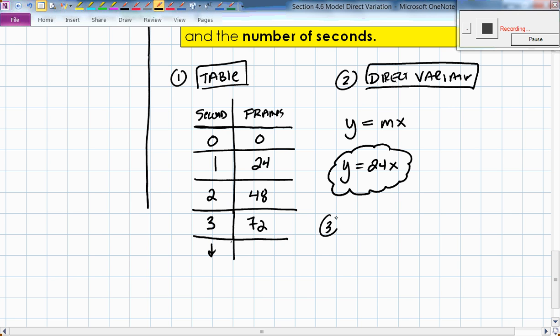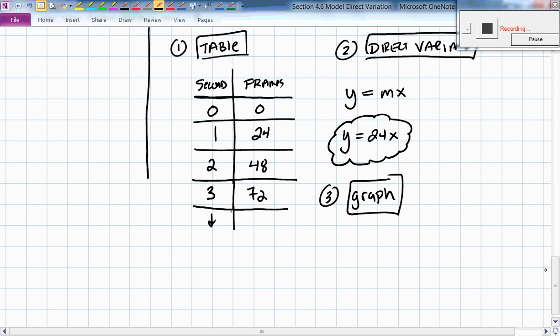And the third way is I can use a graph. So these are the 3 ways that we have here. A table, I can use direct variation, and then I can make a graph. So here's what my graph would kind of look like here. Right? It's direct variation. This is going to be time in seconds. And then this is going to be number of frames.